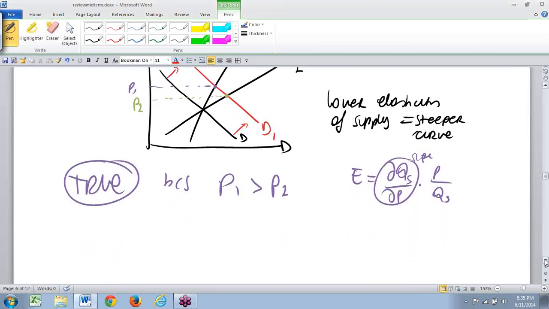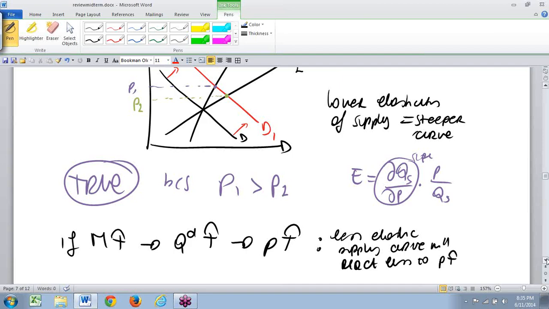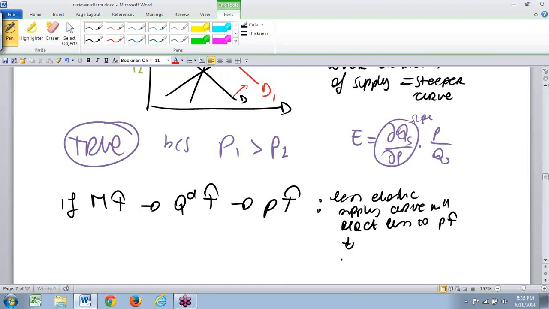So again, why is this the case? Because I'm going to write it down. Basically, if the income increases, this means that quantity demanded increases, and this will make price increase. A less elastic supply curve will react less to the increase in price. And this means that they will increase the quantity supplied less, and this will make the price increase even more. Okay?